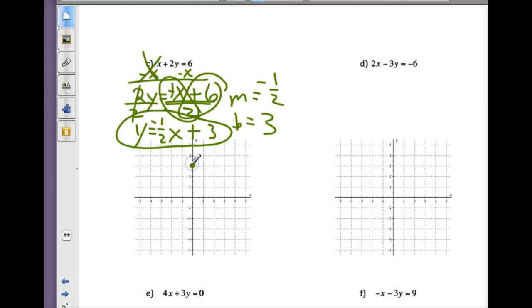I'm going to put a big old point on 3. A negative 1/2 slope means I'm going to go up 1 and left 2, or down 1 and right 2. My straight edge. Boom. There's the equation x plus 2y equals 6, graphed.